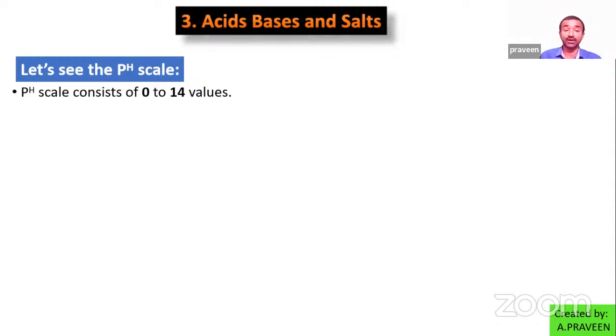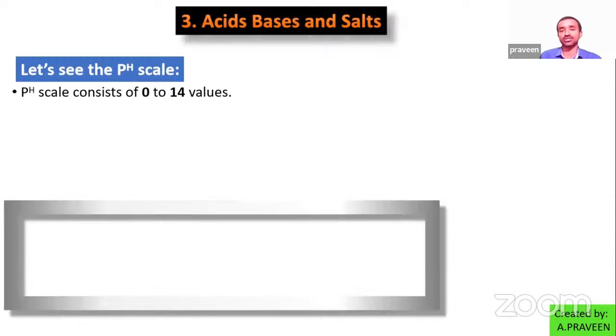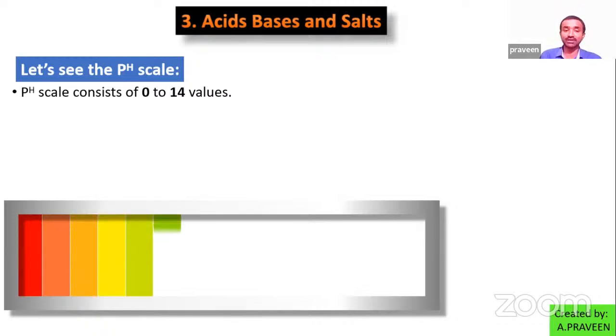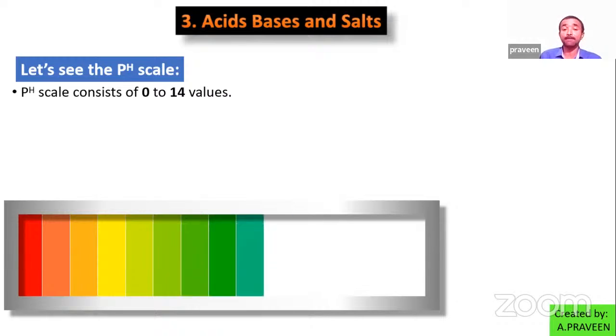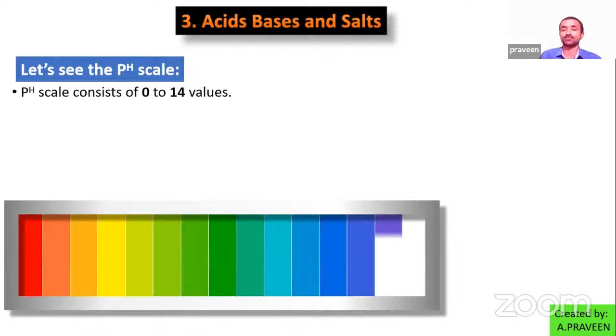What are they here? Neutral substances, acidic substances, or basic substances. Let's see how those values are assigned on the pH scale. Each value has a different color. Look at those colors here on the screen. I am showing you very clearly the colors given by the pH scale, values 0 to 14.